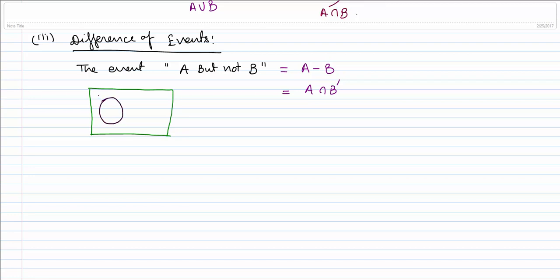So let's say this is event A, and we have another event that is B. So what is A minus B? This region, A but not B, is the difference of events A minus B. Similarly, if we think of this region, this is B minus A, the event B but not A. If we again think of A minus B, what is this region representing? A intersection of B complement. That is the set theory.